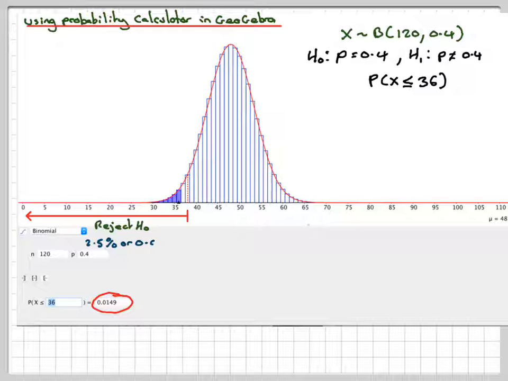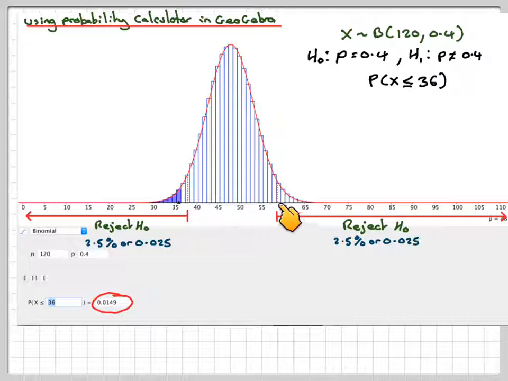We would reject H0 if this area here is less than 2.5%, but using the tables we'll see that is at 36, 37, somewhere in 38. And also you have to reject at the other end as well. Okay, this area here shaded is 1.49%. We get that from there, or 0.0149.